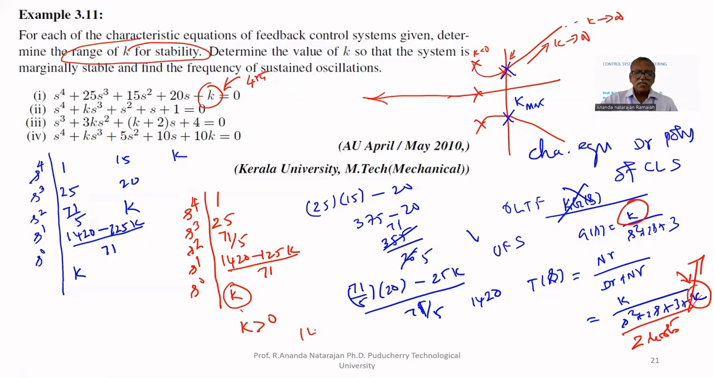And one more condition: 1420 minus 125k should be greater than 0, so k should be less than 1420 divided by 125. That is, 1420 is greater than 125k. Therefore, k must be how much? 1420 upon 125, how much?